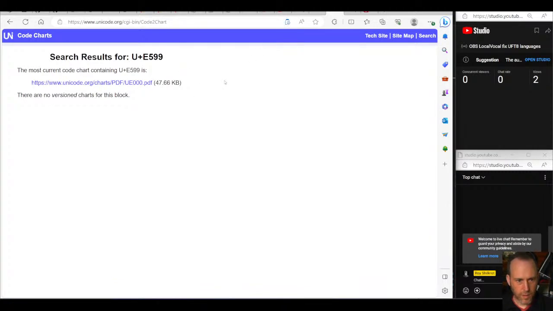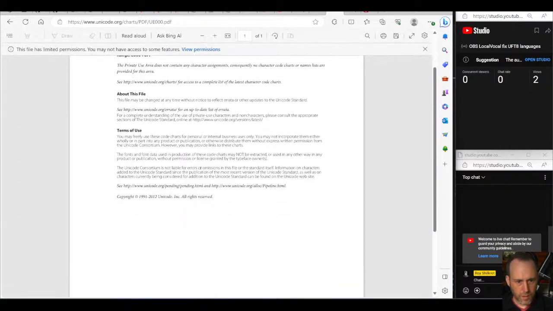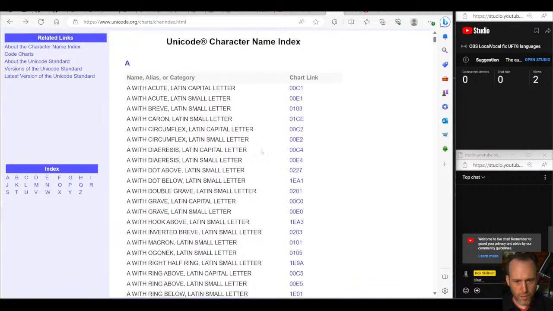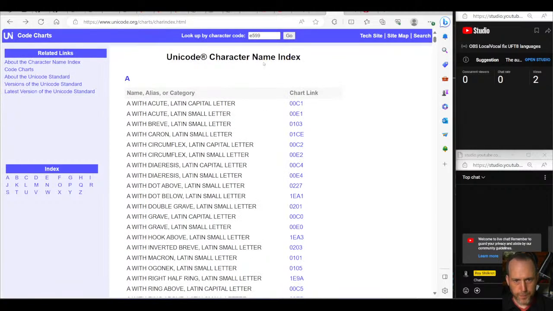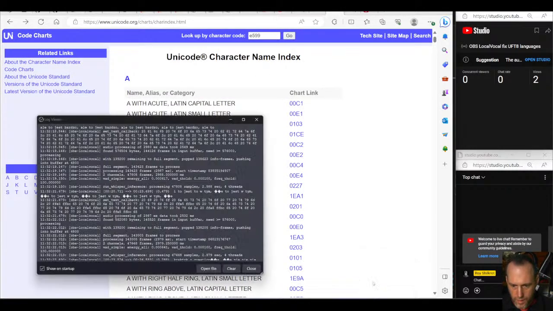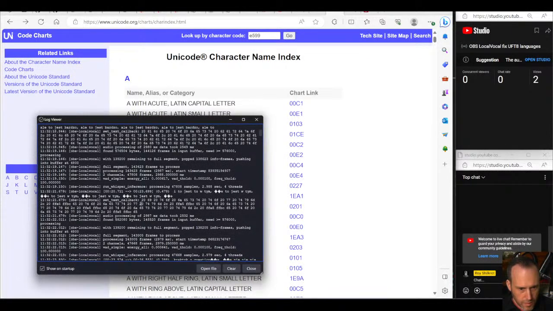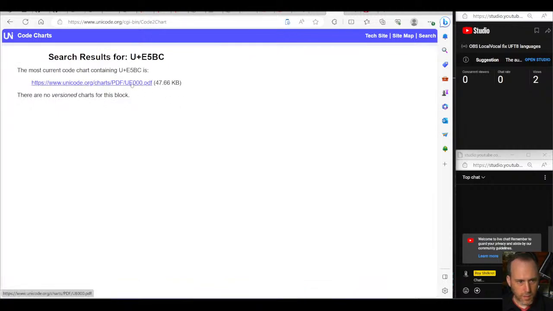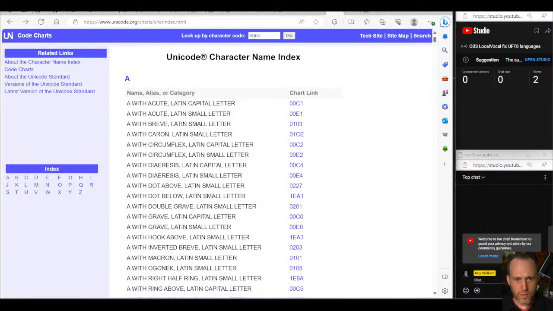E599. What is this? Private range. The E's are in the private range. Makes no sense. E599 is just wrong. What else do we have? We have E5BC. E5BC. So again, the private range. This makes no sense.